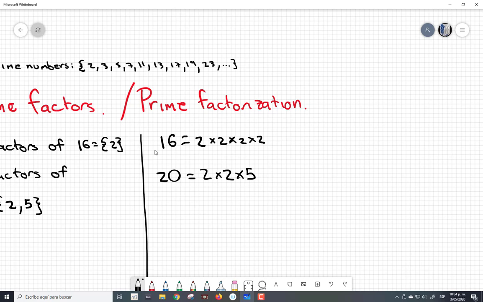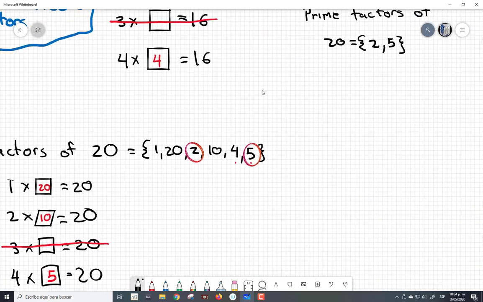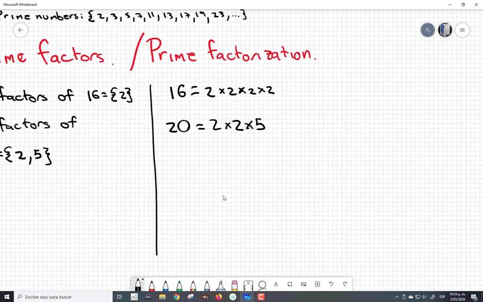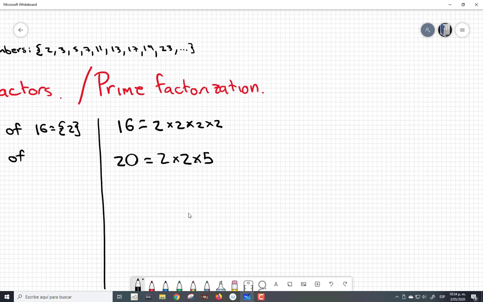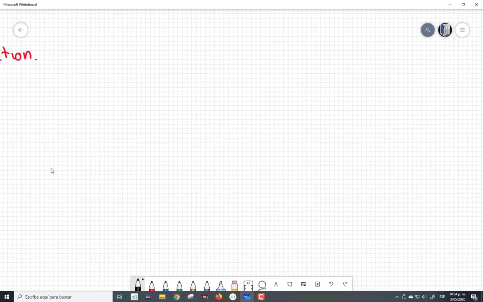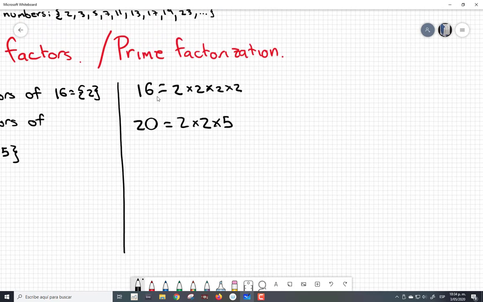But if you do it with bigger numbers, it is going to be difficult, because you need first to find all of the factors, then check what factors of them are prime, and then try and make mistakes of finding what is the unique combination of those prime numbers that you can use. But there is a process that you can use instead. So let's do it with the same numbers. Let's do it with the number 16 first.